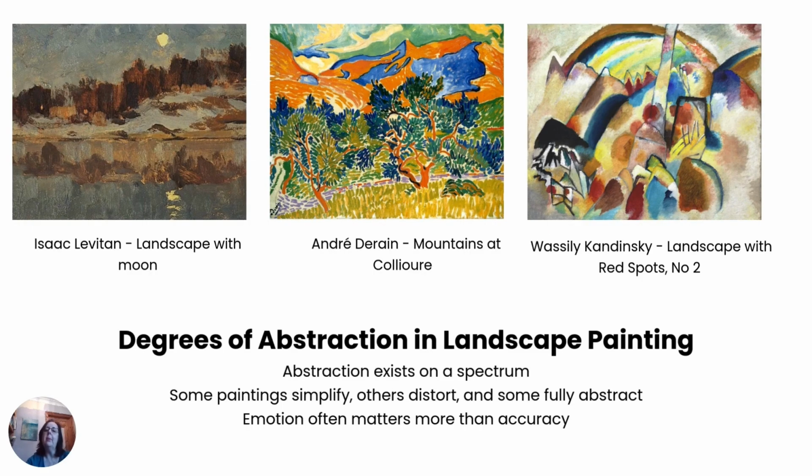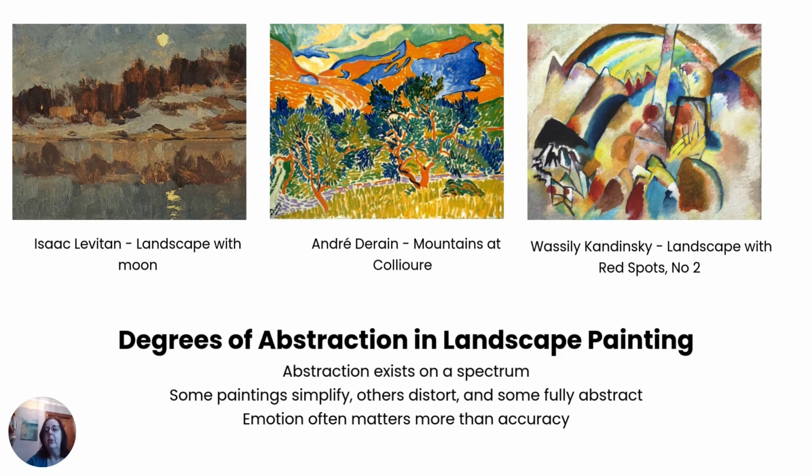It's important to remember abstraction isn't all or nothing. It exists on a spectrum, and different artists explore it in different ways. To show this, I've chosen three paintings. Each one represents a different stage in the journey from realism to full abstraction.